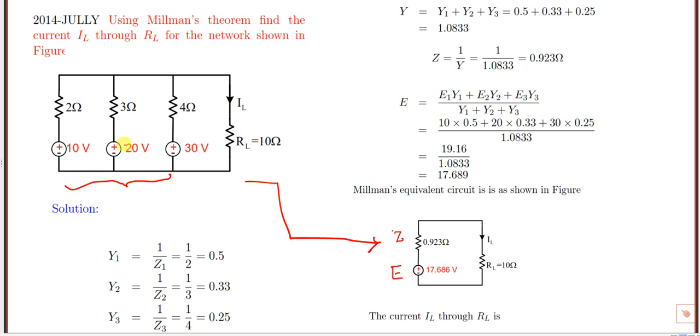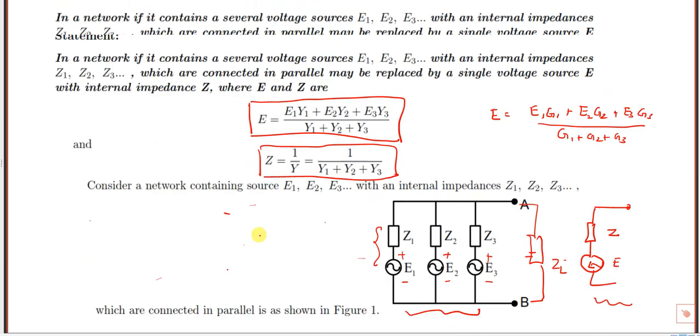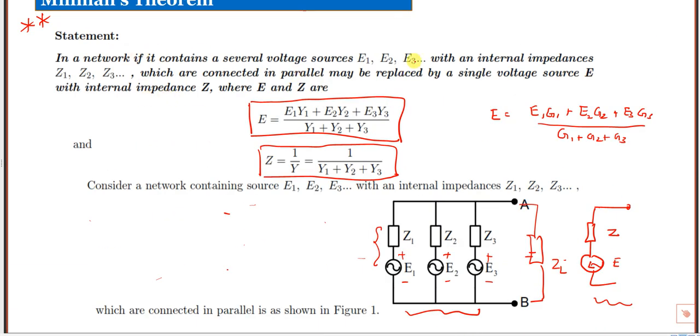So how to convert using Millman's theorem? Millman's theorem states that in any network containing more than one voltage source, that is E1, E2, E3, and you can extend it, even here only three are given, if three voltage sources are connected in parallel with internal resistances R1, R2, R3, because in our problem it is a DC network, so we don't have impedance there, resistances R1, R2, R3 are connected in parallel.